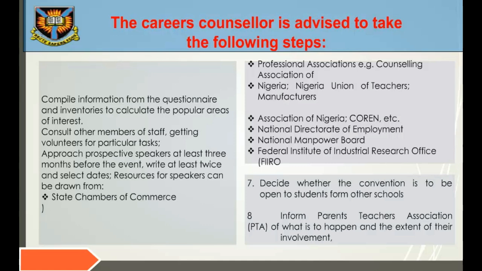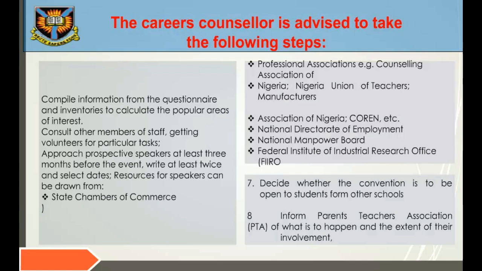Resources for speakers can be drawn from state chambers of commerce, professional associations, for example, Counseling Association of Nigeria, Nigerian Union of Teachers, Manufacturing Association of Nigeria, COREN, and so on, National Directorate of Employment, National Manpower Board, Federal Institute of Industrial Research Office. 7. Decide whether the convention is to be open to students from other schools.